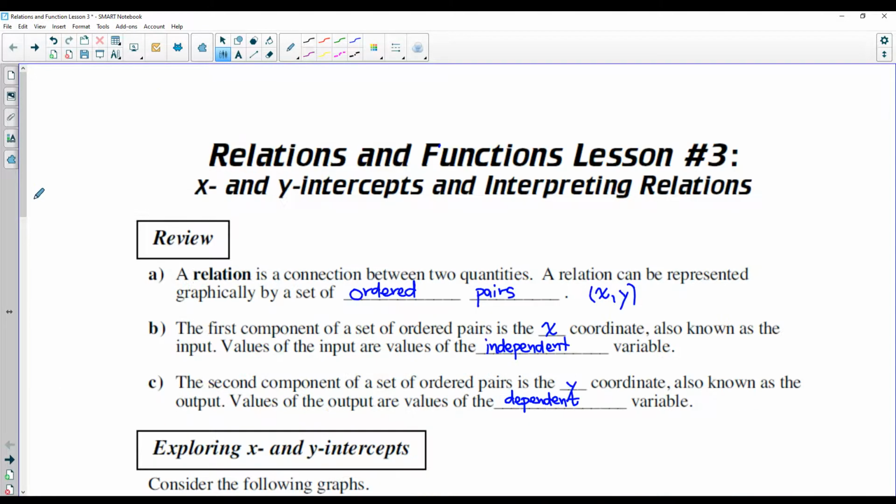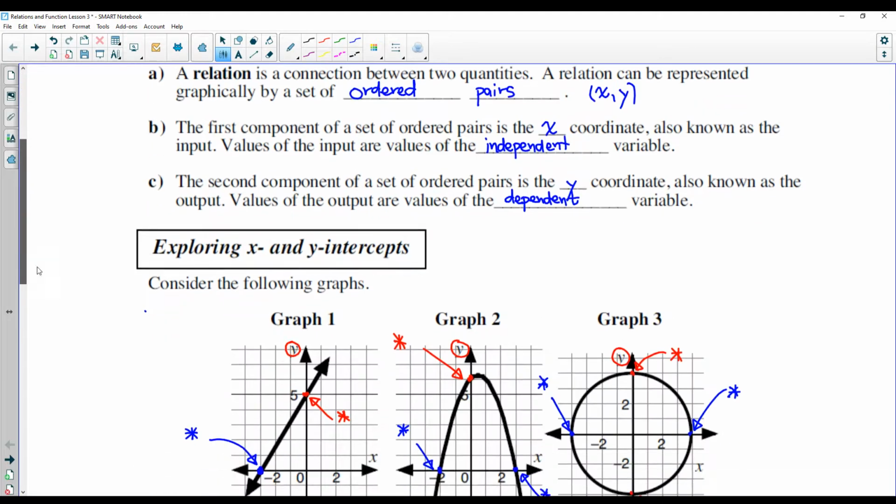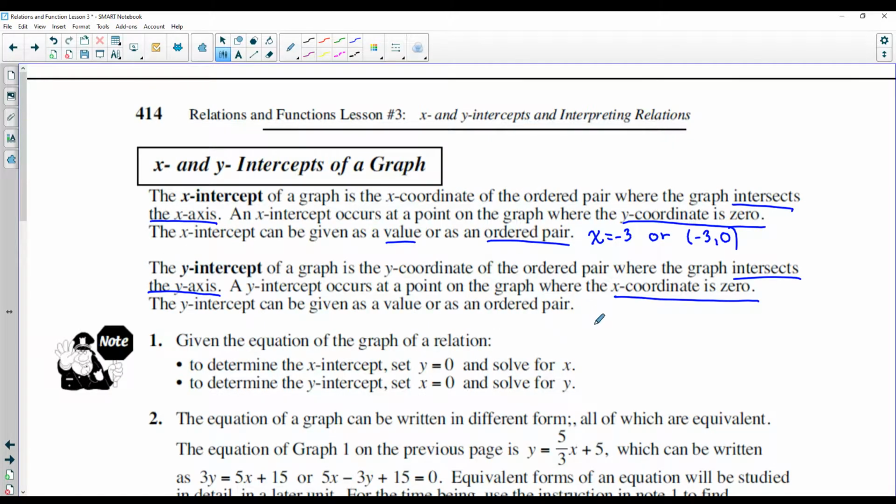So if we go back to our first graph again, my first graph has a y-intercept of y equals 5. So there's two ways we could write that. We could either write it as y is equal to 5 for my y-intercept, or you could write it down as an ordered pair. As an ordered pair, it would be (0, 5). X-intercepts have y-coordinates of 0. Y-intercepts have x-coordinates of 0.